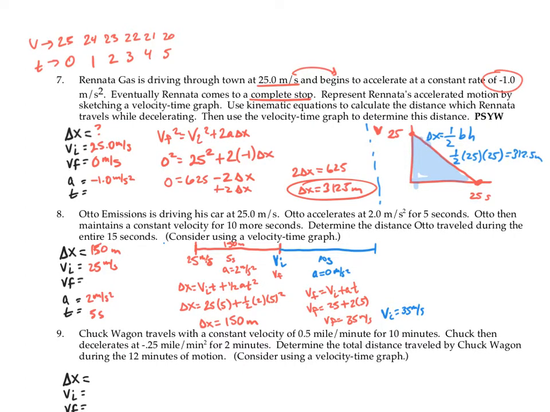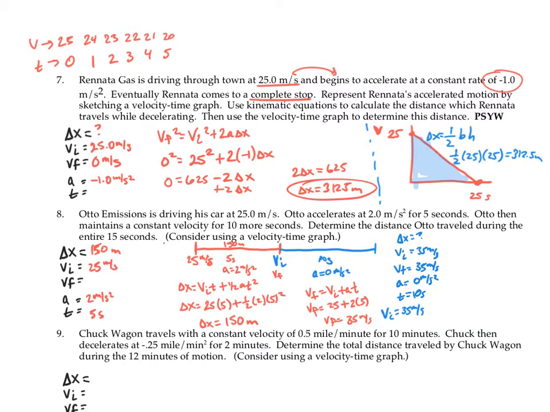So, again, let's switch to the blue. I'll just write it again over here. So, looking for displacement, initial velocity is 35 meters per second. Final velocity is also 35 meters per second because it's not changing. Acceleration is 0, and then time is 10 seconds.